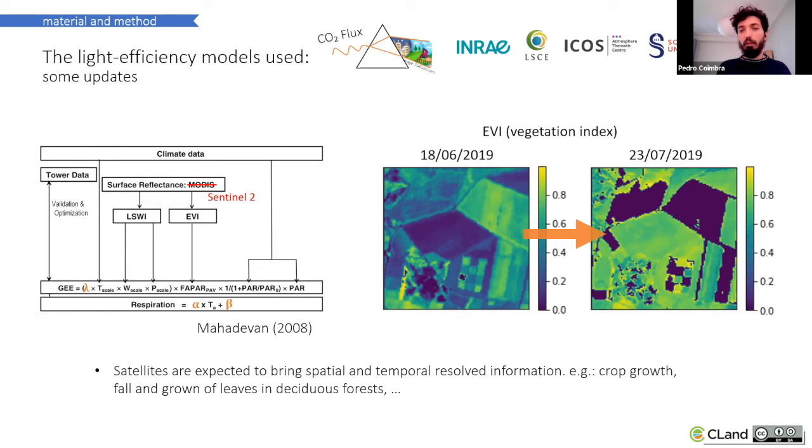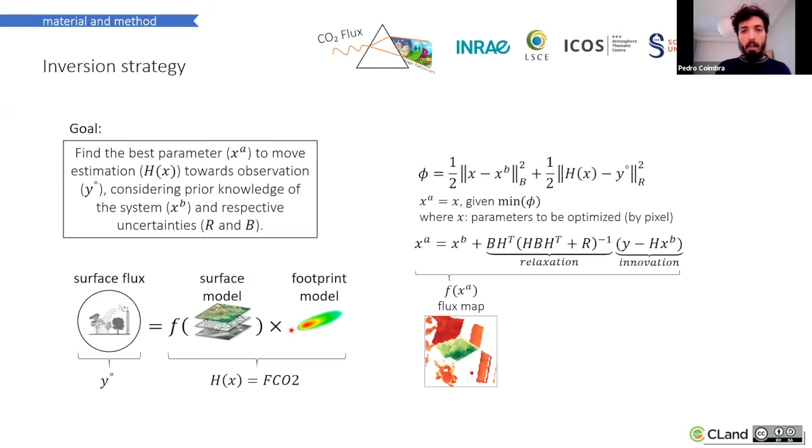Here on the right we have the EVI, which will work as a proxy for FAPAR. And we can see the difference between June and the end of July. Basically, the satellite here will work to resolve this temporal and spatial information of crop growth, for instance, or growth of leaves, and the harvest, if we're at an agricultural site.